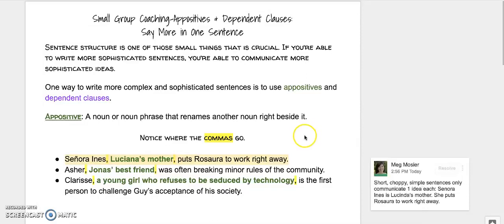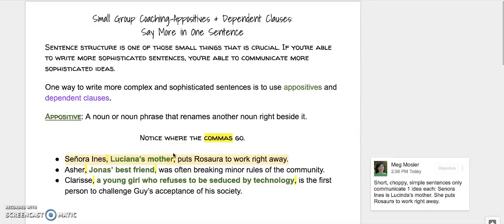So what I've got here are three examples from the novels that we're reading and the short story that I used as a mentor text. I've put the appositive phrase in green and bold, but I want you to notice where the commas go. Anytime you use an appositive phrase, you can see that we have sandwiched it between two commas. You always set off the appositive phrase with commas on either side.